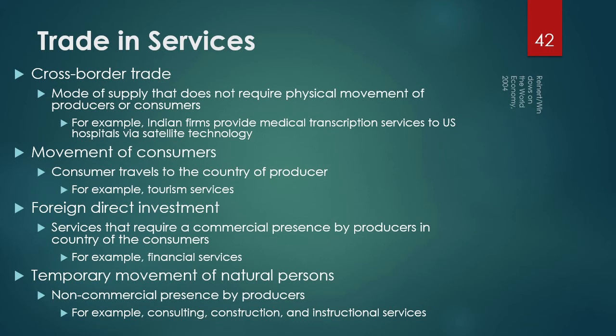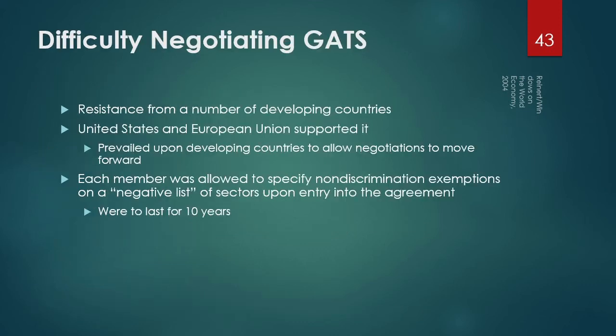And finally, temporary movement of natural persons, or the non-commercial presence by production, for example, consulting, construction, and instructional services, such as the Belt and Road Initiative from China in Africa. There is, of course, difficulty negotiating GATS. There is a resistance from a number of developing countries. The United States and the European Union supported it and prevailed upon developing countries to allow negotiations to move forward.